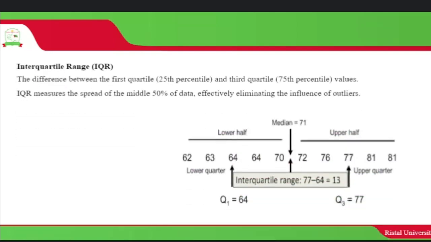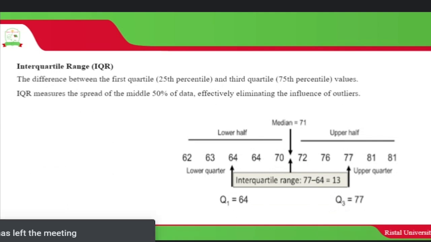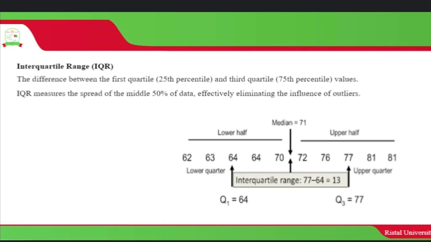So let's look at the interquartile range, which is simply the difference between the first quartile, as we described above, and the third quartile. So this measures the spread of the middle 50% of the data, effectively eliminating the influence of outliers. Most of the time, when you report the median, you have to also report the interquartile range. For example, when you're reporting the median age, we expect to also see the interquartile range reported as well.